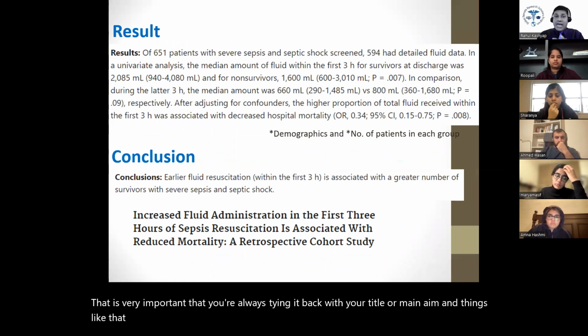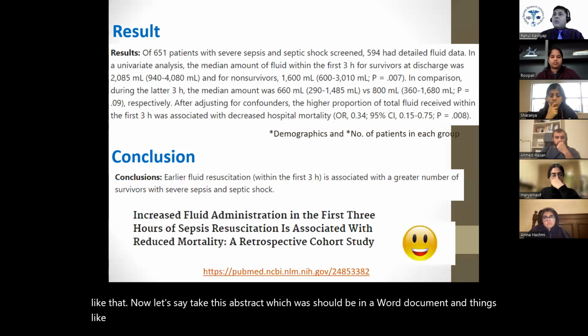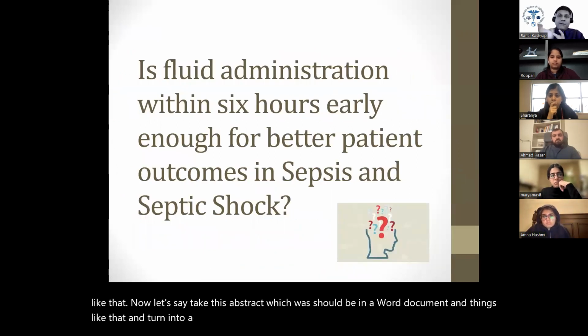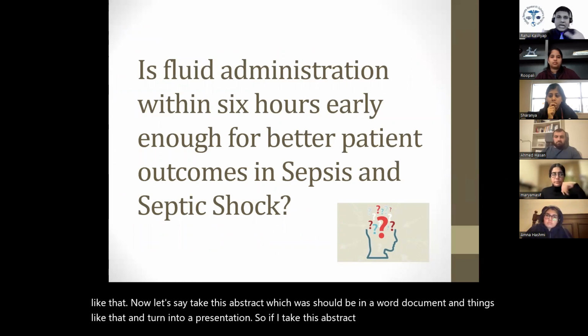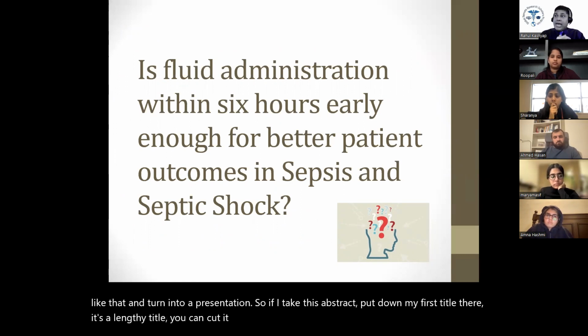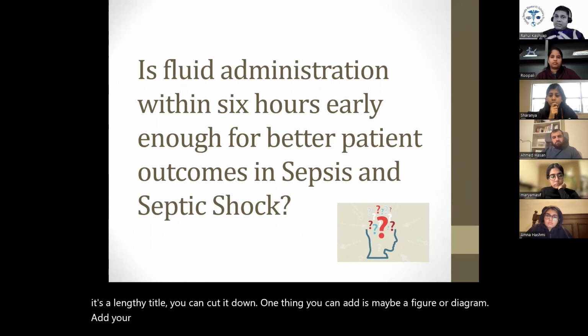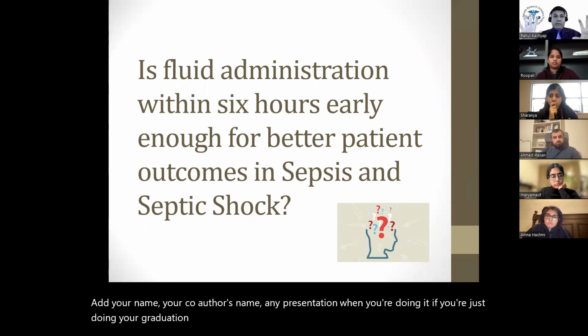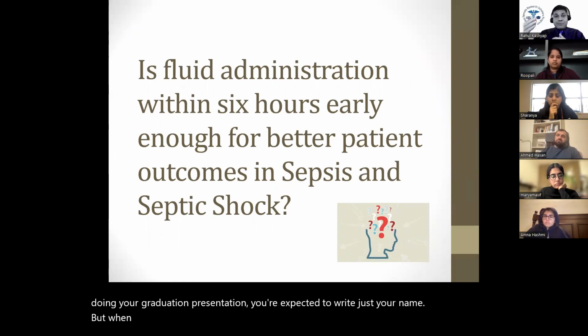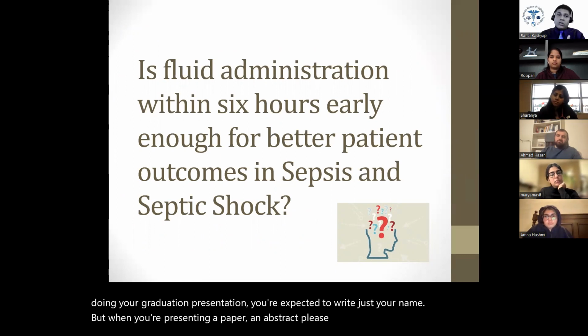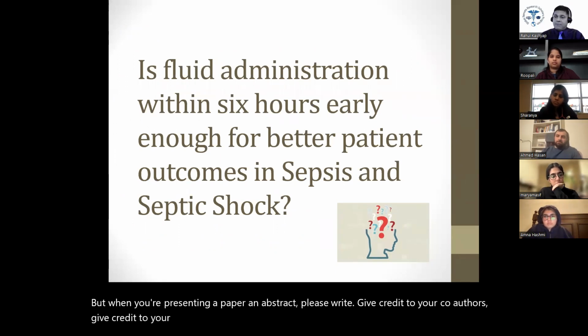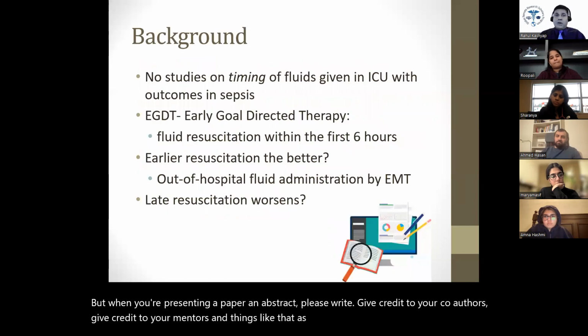Now let's take this abstract, which should be in a Word document, and turn it into a presentation. If I take this abstract, I put down my title first. It's a lengthy title; you can cut it down. One thing you can add is maybe a figure or diagram. Add your name and your co-authors' names. In any presentation, if you're just doing your graduation presentation, you are expected to write just your name. But when you're presenting a paper or an abstract, please give credit to your co-authors, give credit to your mentors, and things like that as well. So that should be your first slide.